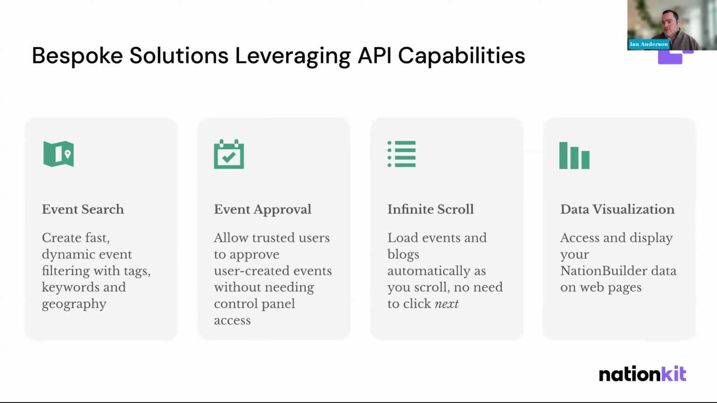Through this system, it's another way that you can give a group of people some sort of elevated permissions where they don't need access to the NationBuilder control panel. They just need access to a page that lets them see the events that are pending approval. Then they have the option to click approve event, and it will go up to the website, again without needing to give a lot of people control panel access just for that one action they would take.